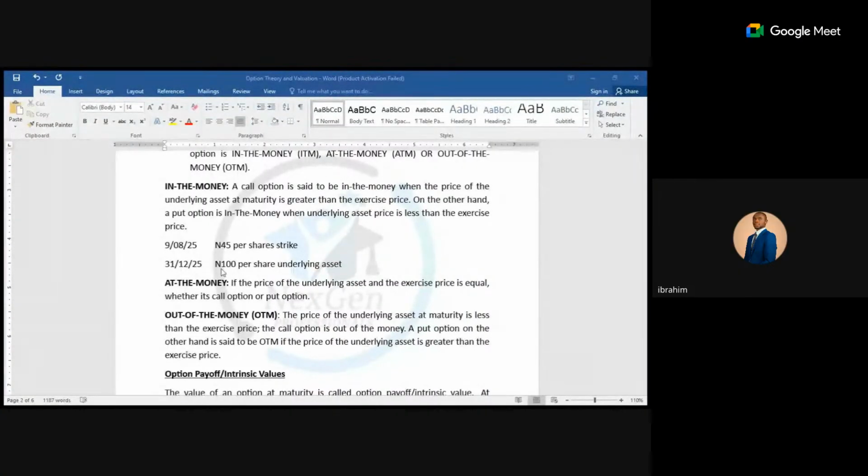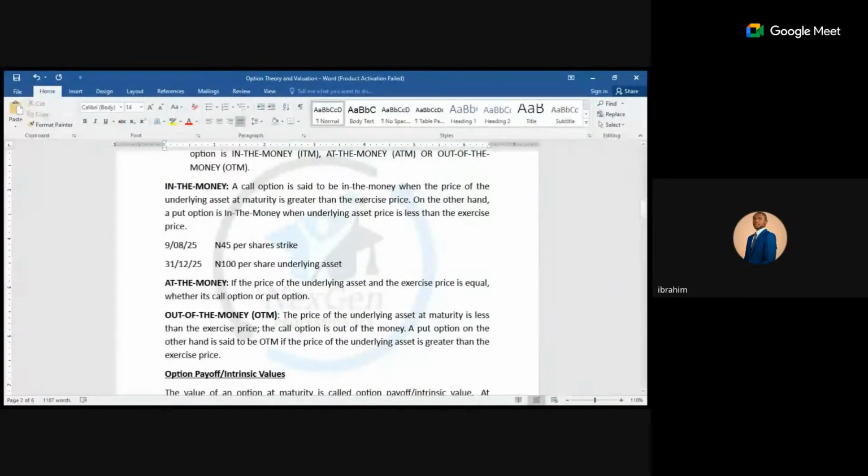The reverse is the case under the put option. If we revise this, we have 100 naira and 45 naira. So on the other hand, a put option is in the money when the underlying asset's price is less than the exercise price.